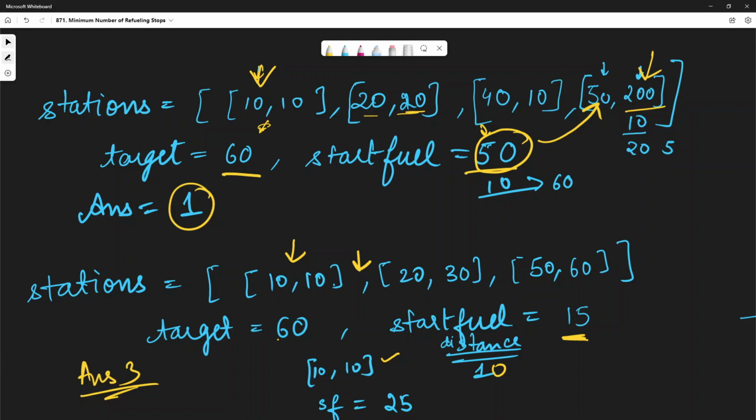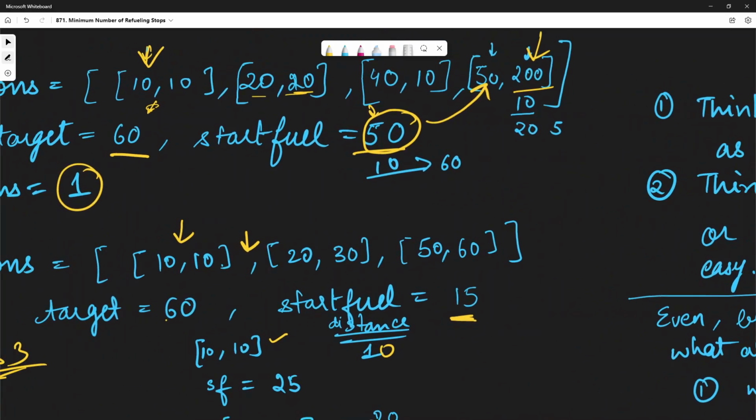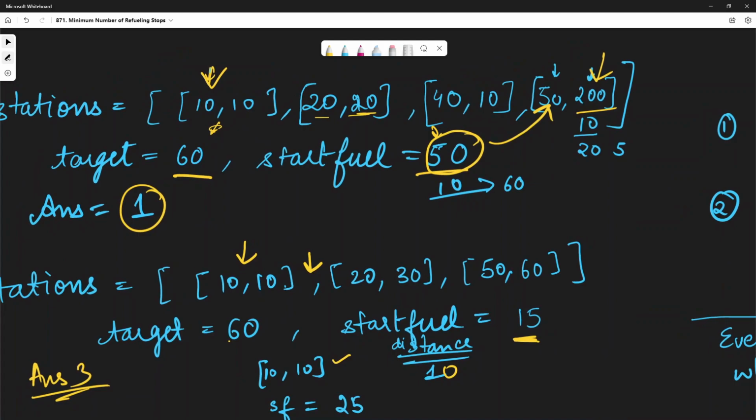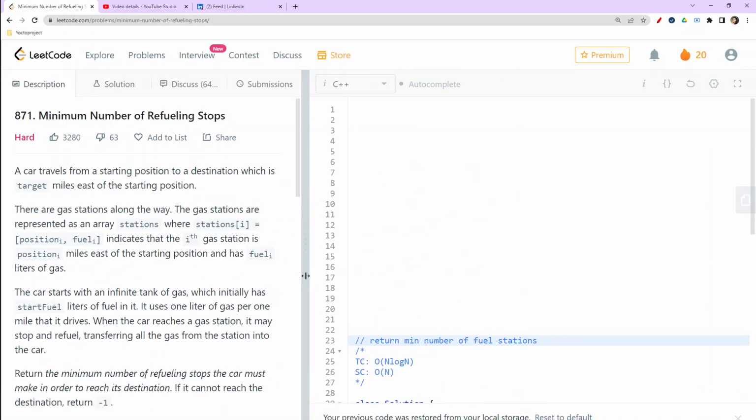So that's why now we need to consider the data structure. I've already explained. Now let me show you the code walkthrough for this particular question. So here comes the part about the coding. So here it is.